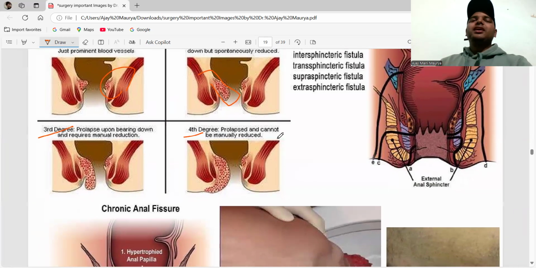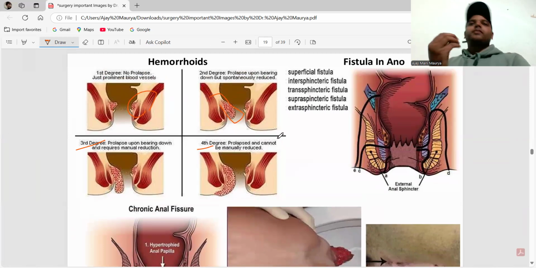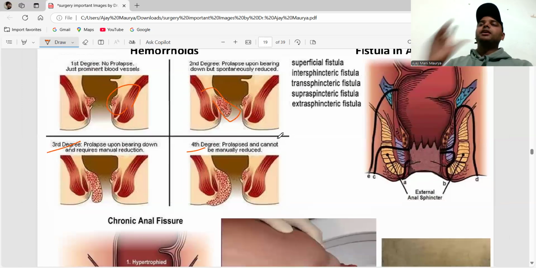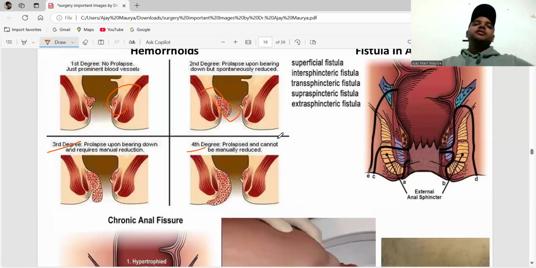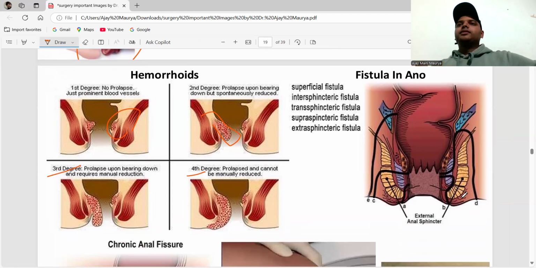Let's remember the hemorrhoids. This is superficial, the dilation of the venous blood vessels. There is bleeding. These are the hemorrhoids. This is the fistula-in-ano. There is a connection between the two structures.